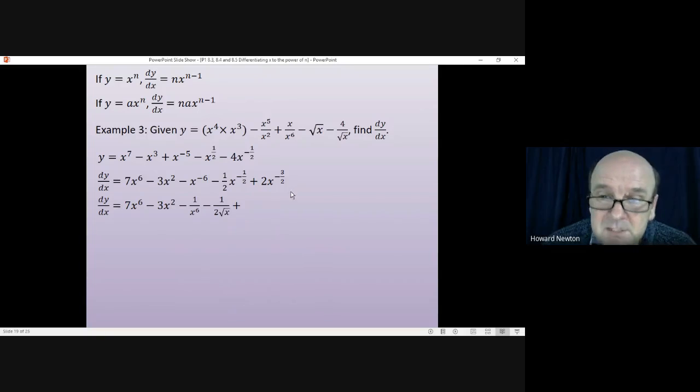And then this last term, this time the 2 is on the top, so the 2 will stay on the top of the fraction. Minus is what takes the x down to the bottom of the fraction. 3 over 2, we could leave it as that. The 3 means cubed, the 2 means square root. So one option would be to write it as 2 divided by the square root of x cubed.